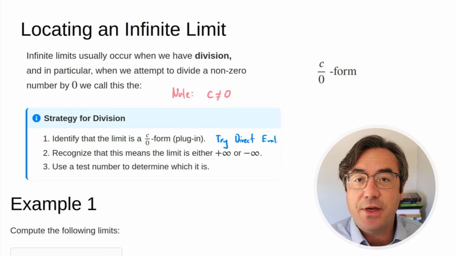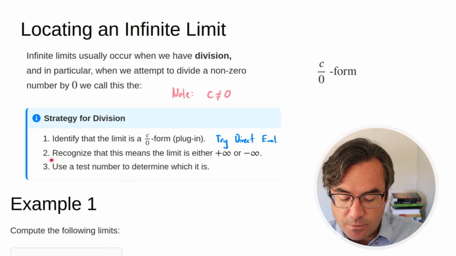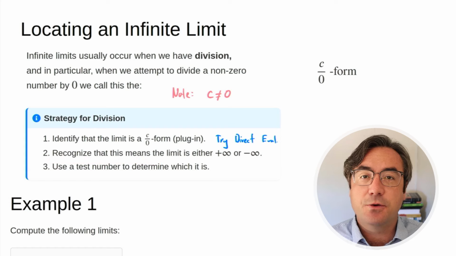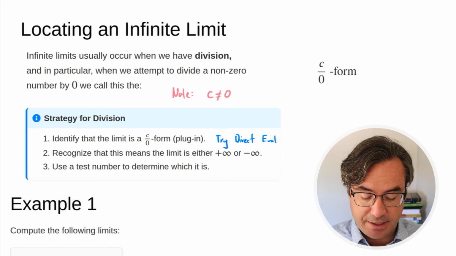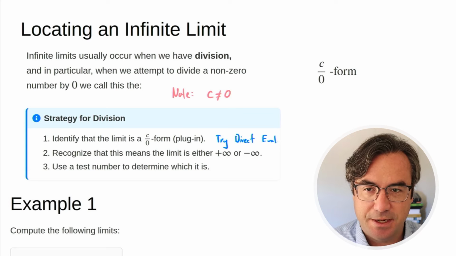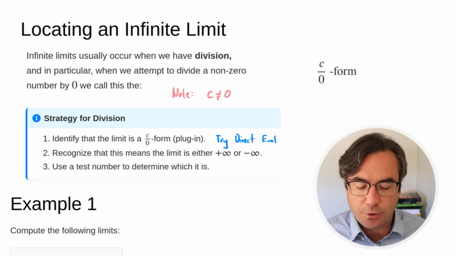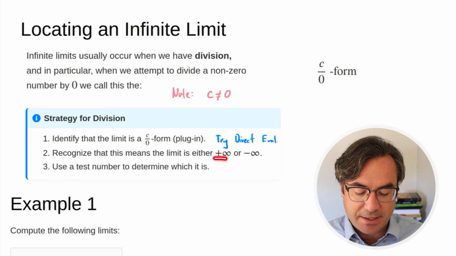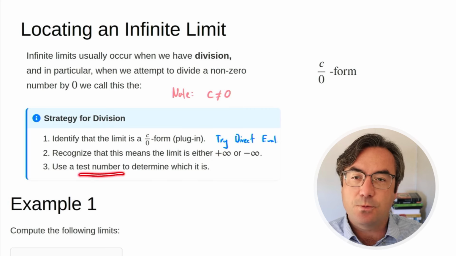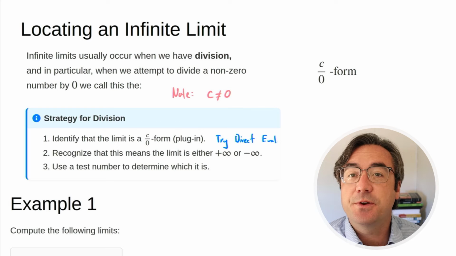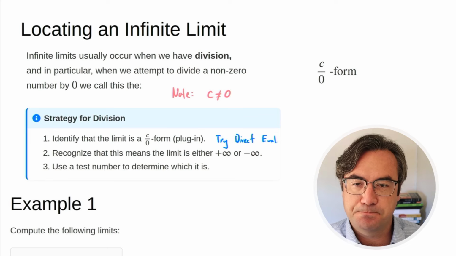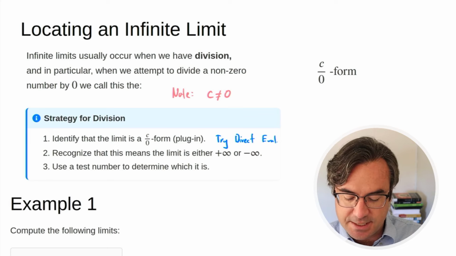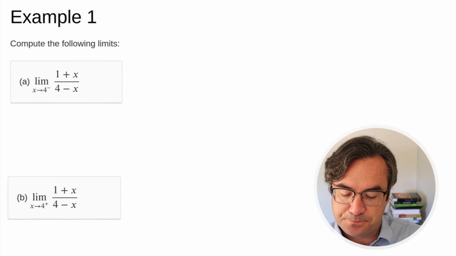And specifically what that tells us is that when we do have this C over 0 form, our limit is either going to be plus infinity or minus infinity. So there are only the two choices then. And then to figure out which, whether it's going to be positive or negative, we're going to use what we'll call a test number to figure out if we're looking at positive numbers or negative numbers. So let's try an example.